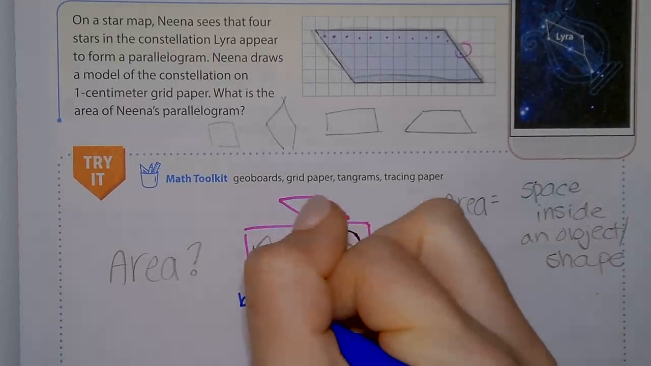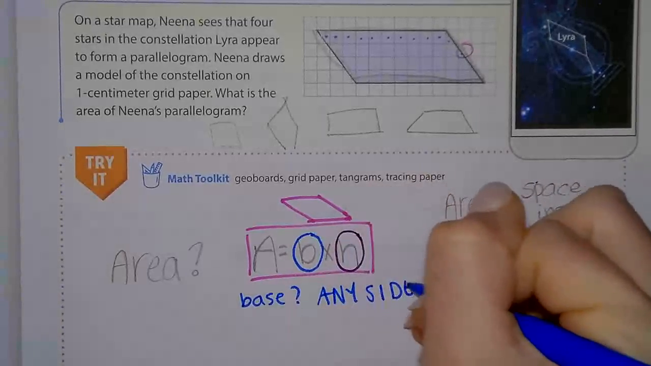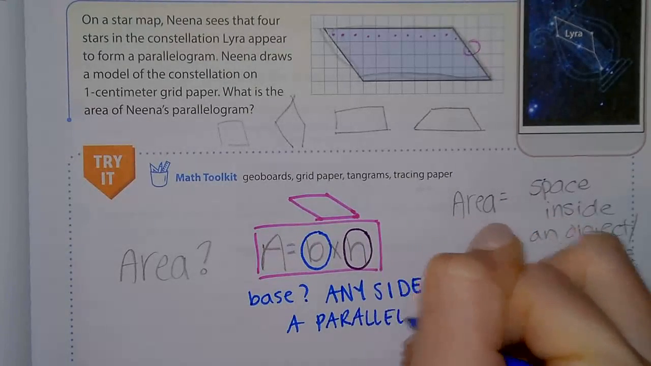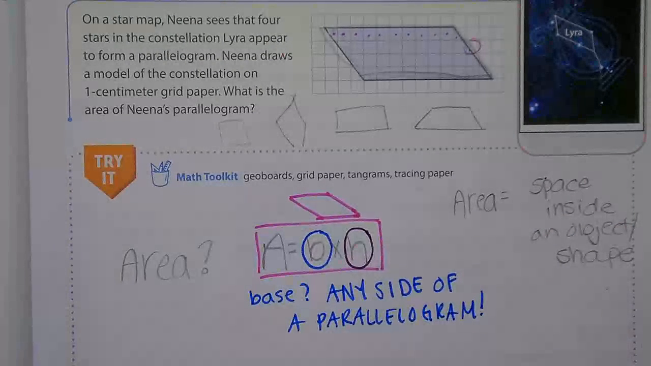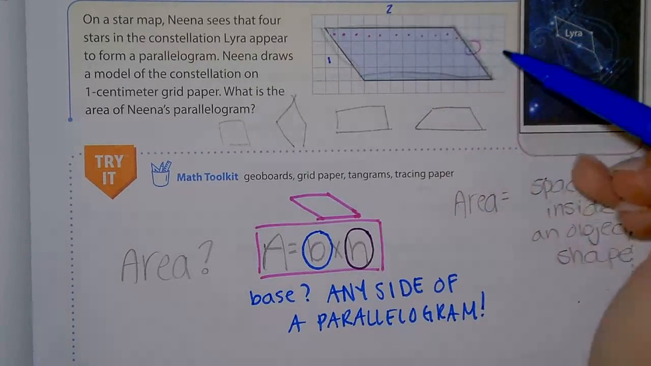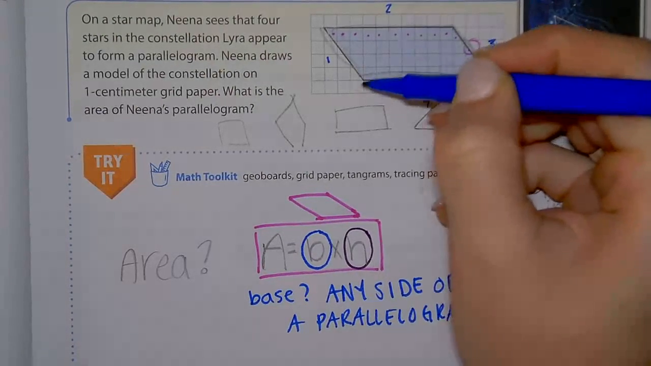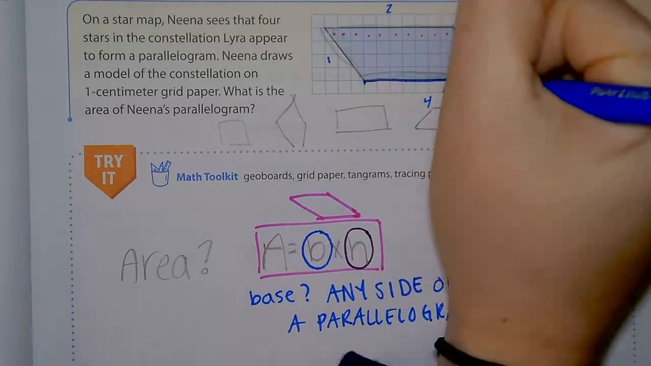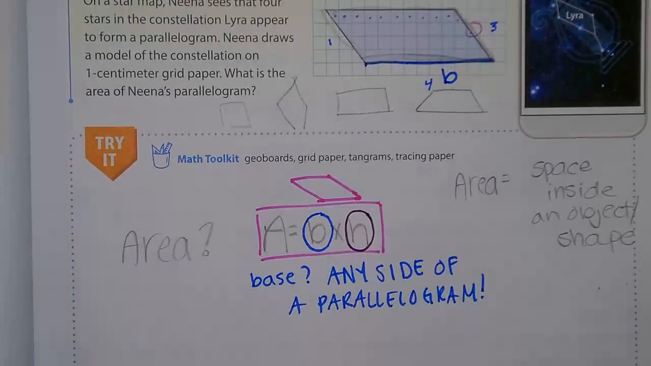What do I already know about bases? A base can be any side of a parallelogram. So any side of a parallelogram can be your base. My parallelogram has 4 sides: 1, 2, 3, 4. Any of these 4 can be the base. Because it's on the bottom, I'm going to pick this one, just a little bit easier for me. So there's my base in blue. Now a little bit trickier. We need to find the height.